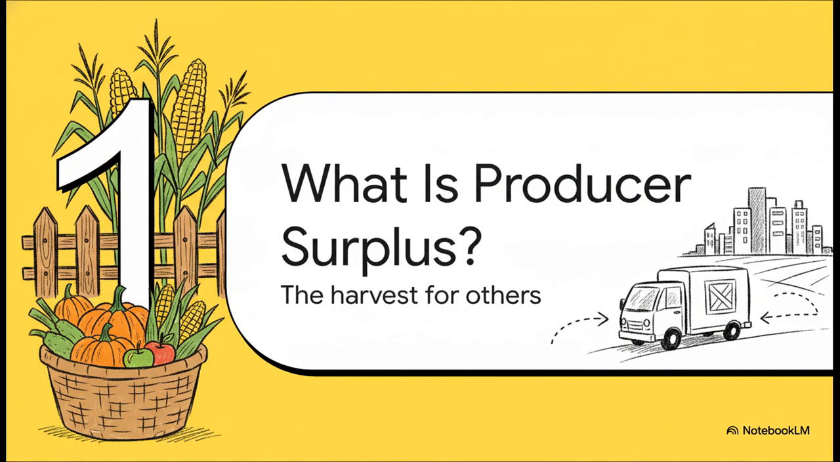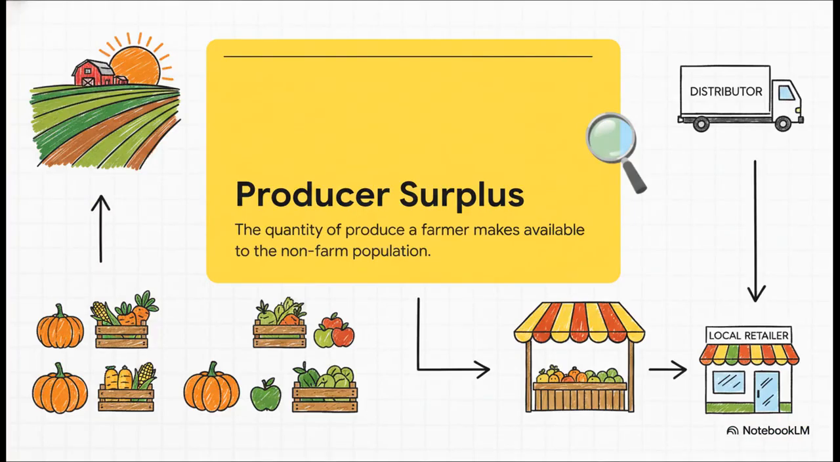Okay, so let's define our main term here: producer surplus. Now, you might have heard this term in an econ class, and usually it's about profit. But for our purposes today, we're using it in a much more practical way. We're talking about the amount of food that actually leaves the farm to feed everybody else. So, to put it simply, producer surplus is just the amount of stuff a farmer grows that gets made available to the rest of us, the non-farmers. It doesn't matter if it's sold at a local market, to a huge distributor, or wherever. This is the food that actually gets out there into the broader economy.